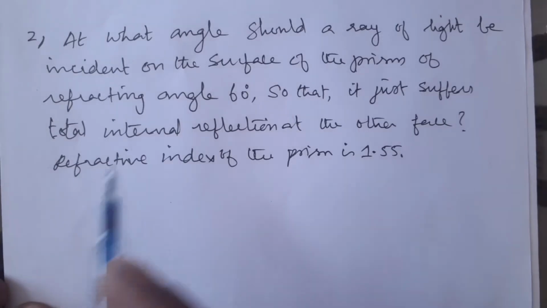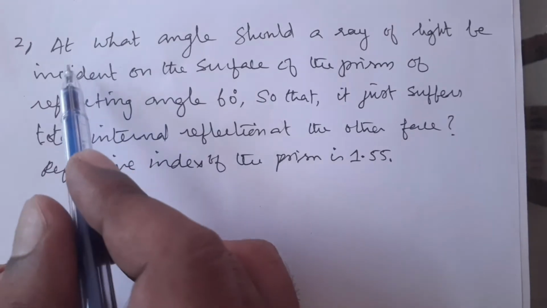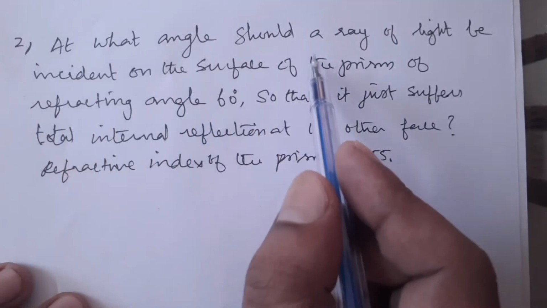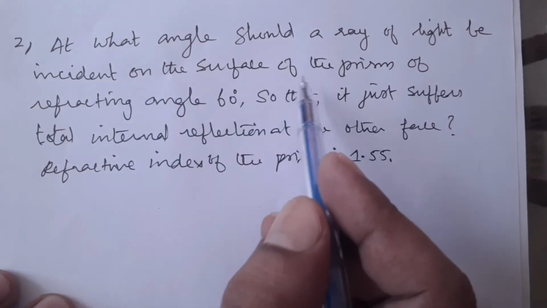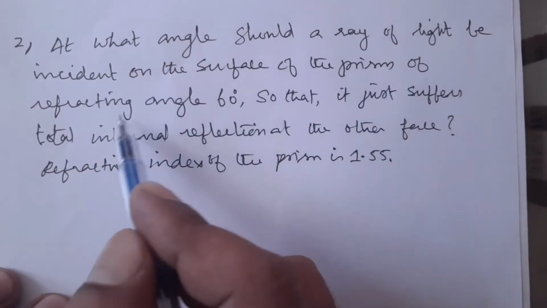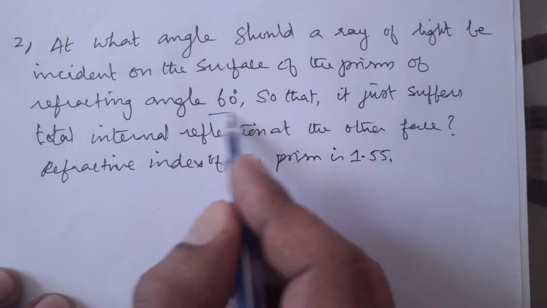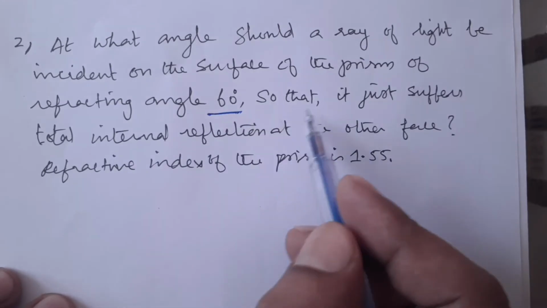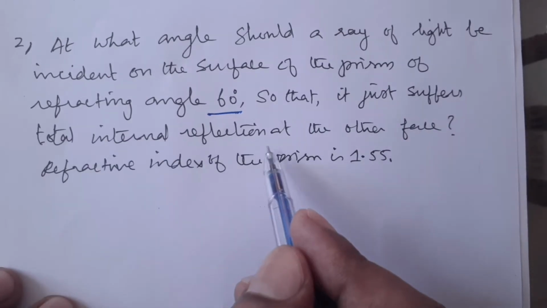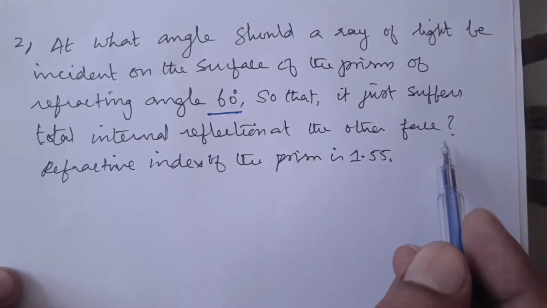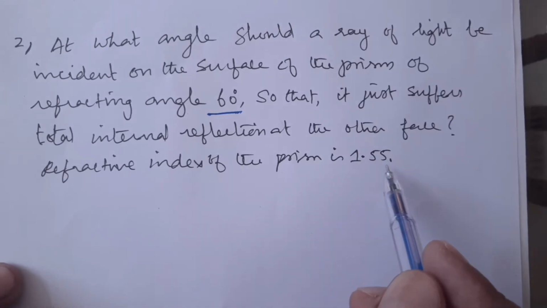Right, now we'll go for the second problem. Listen: at what angle should a ray of light be incident on the surface of a prism of refracting angle 60 degree? That is, A is given as 60 degree, so that it just suffers total internal reflection at the other face. The refractive index of the prism is 1.55.